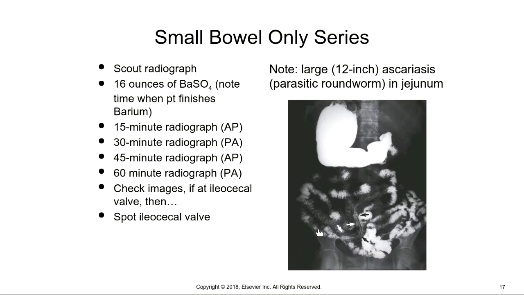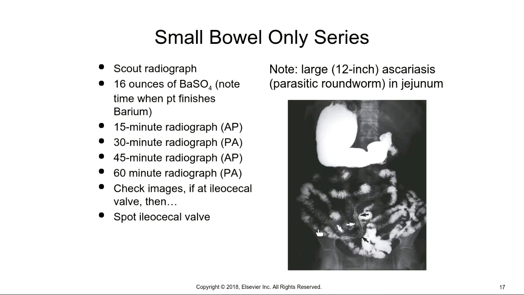This is back on page 498. And typically with this exam, you can see here I wrote that we do a scout radiograph of the abdomen. However your patient's body habitus is, you want to include the entire abdomen for the radiologist. At that point, once that's cleared, we give the patient 16 ounces minimally of barium. And you want to make sure you note the time when the patient is done.